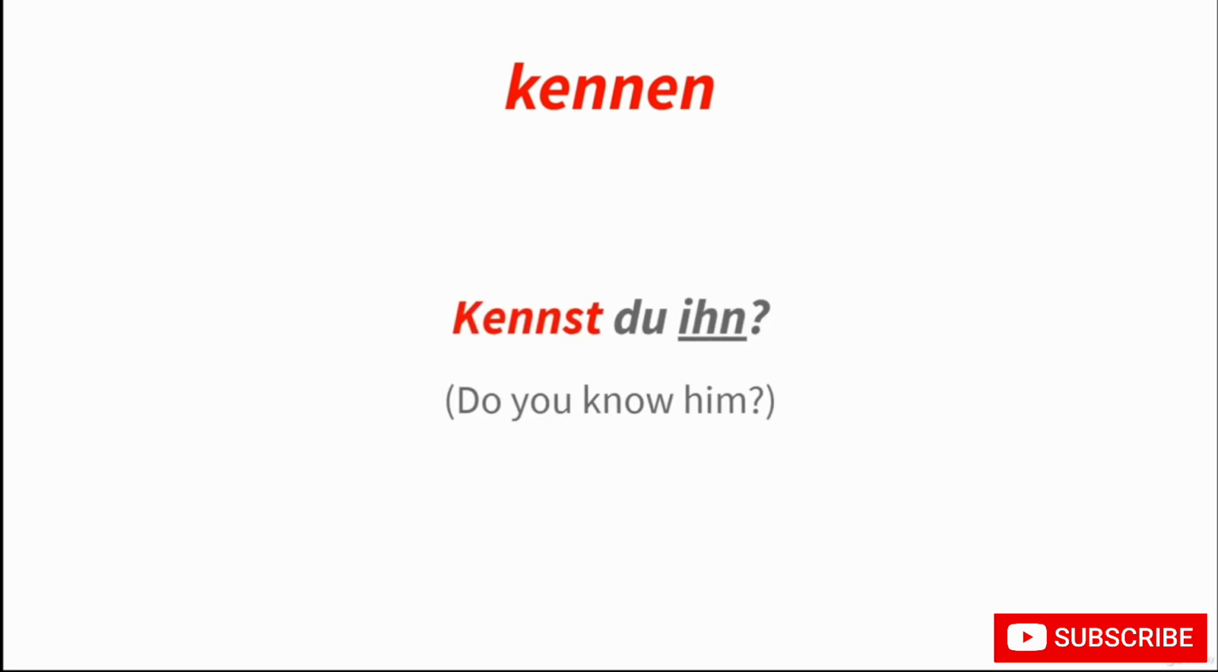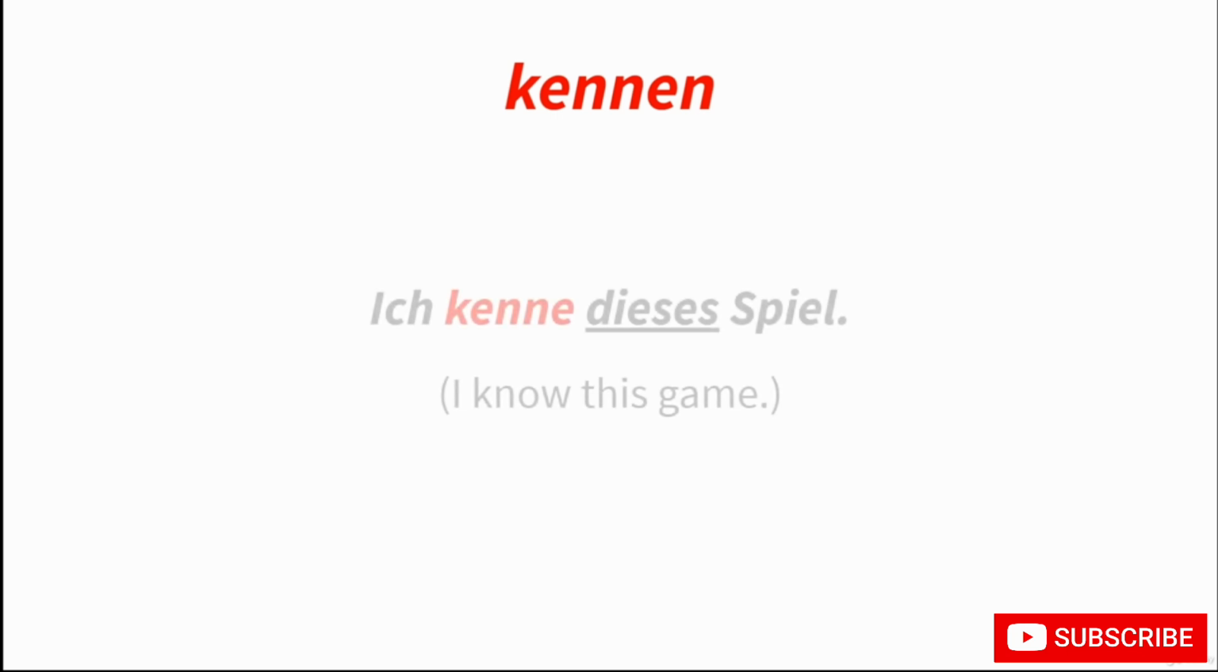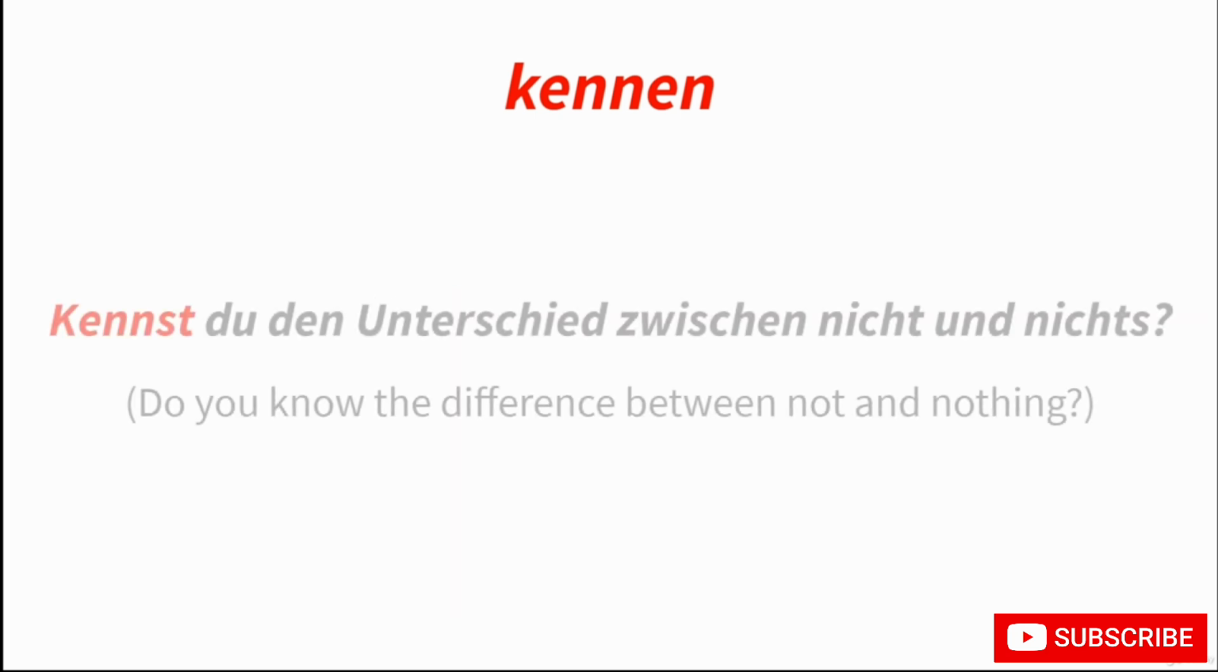Or, kennst du ihn? Do you know him? It's also knowledge about someone else. Or, ich kenne dieses Spiel, which means, I know this game, I have heard about it, or I have already played that. That's why I know it. In this case, kennen is used to say know in German. Or, kennst du den Unterschied zwischen nicht und nichts? Do you know the difference between not and nothing? When there's a question about knowing the difference between the objects, then kennen must be used.